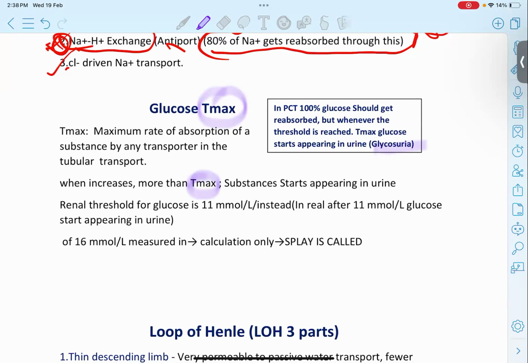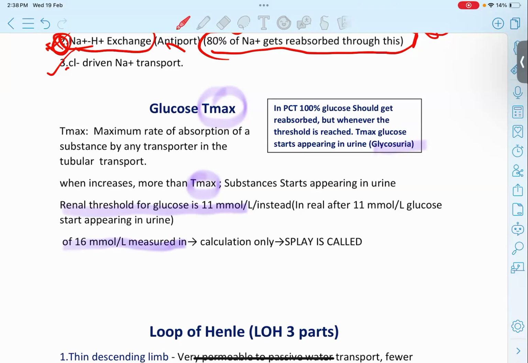So this is what the Tmax is. Tmax is nothing but the threshold of glucose, that up to that, no glucose will appear in the urine. But if we cross that, then glucose will appear in the urine. So normally, this renal threshold for glucose is 11 millimole per liter. Practically it is 11, but theoretically it is 16 millimole per liter.